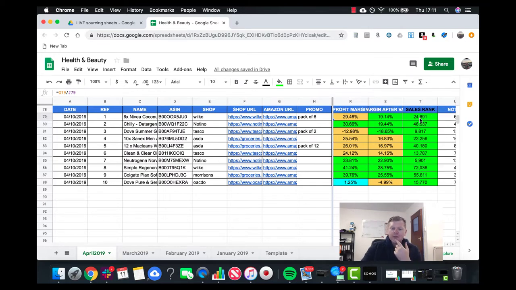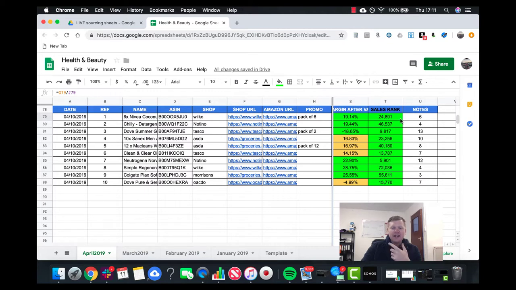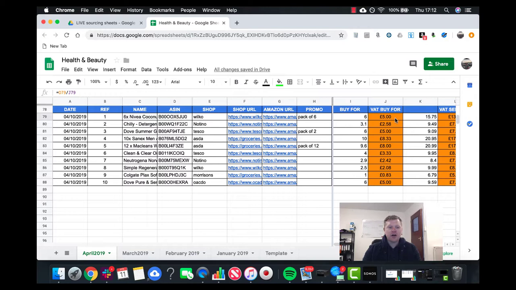The next thing we have is the seller's rank, okay? So this is the best seller's rank. This is where the item places on Amazon within the category. So this item is the 24,891 best-selling item within the health or beauty category, basically, okay? Because our sheets are mixed for the health and personal care and beauty category.